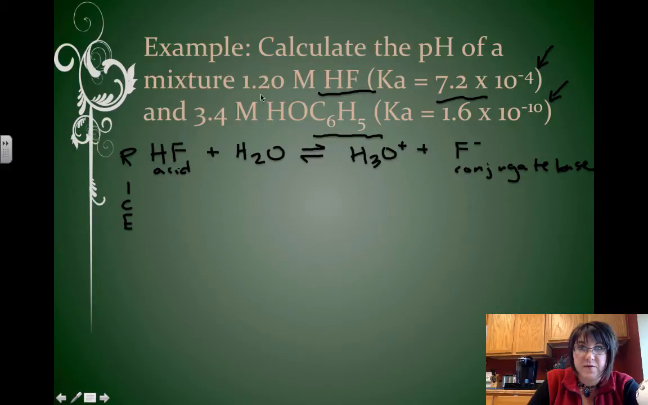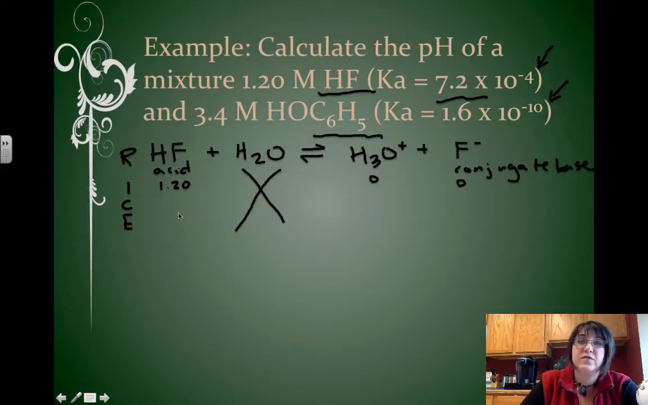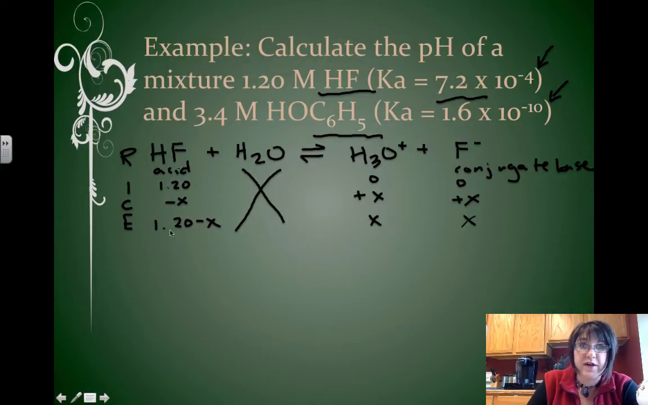We started with 1.2 molar, and water doesn't get to be in my expression, so we ignore that. The hydronium ion and the fluoride ion would have a 0 concentration for the initial conditions, but I will lose some of my acid as I produce hydronium ions and fluoride ions. So in the equilibrium value, I have 1.2 minus X for HF, I have X for hydronium, and X for fluoride.